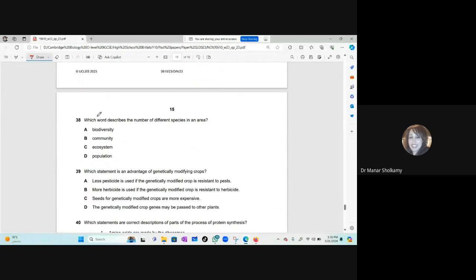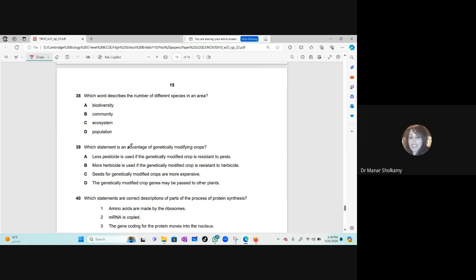Okay? Which word describes the number of different species in an area? Variety, different species. Community, biodiversity, ecosystem, or population? Different species. Don't we say increase in biodiversity, decrease in biodiversity? It's A.